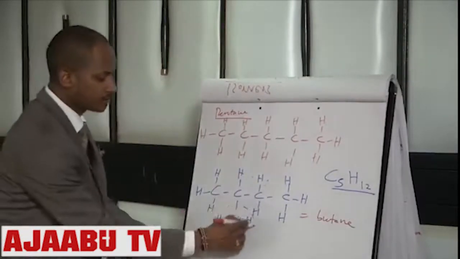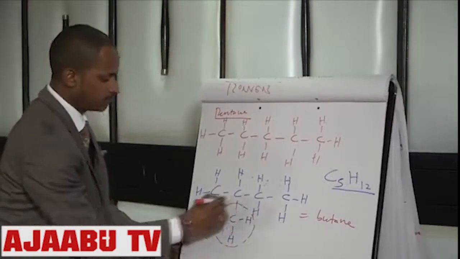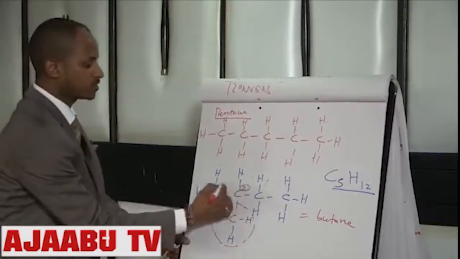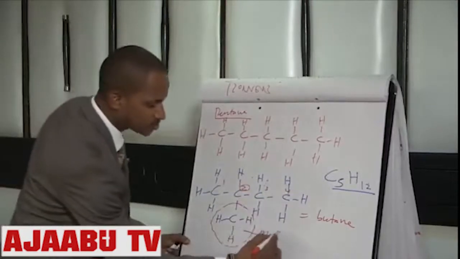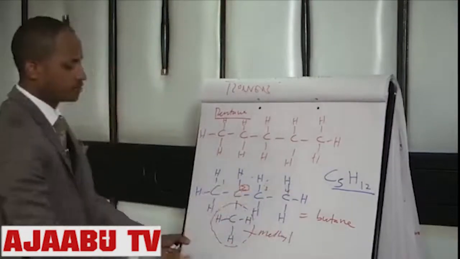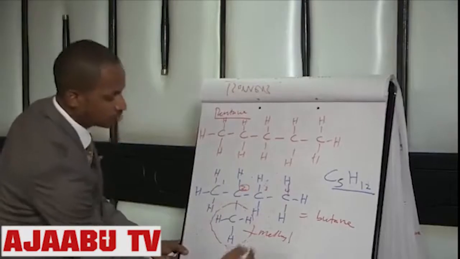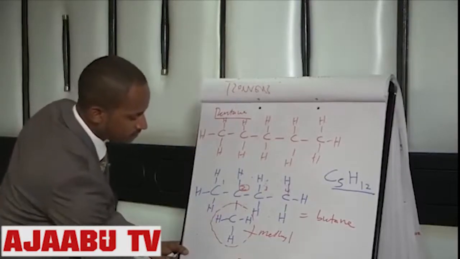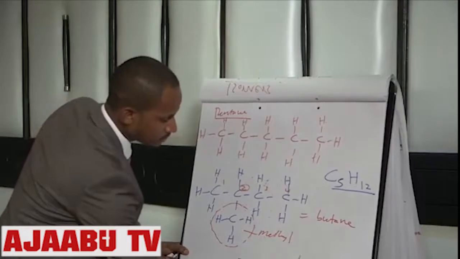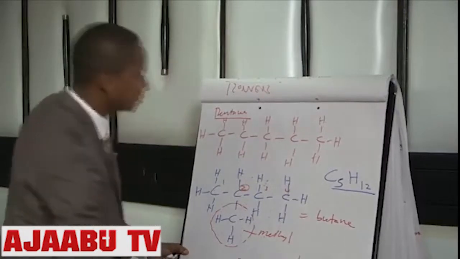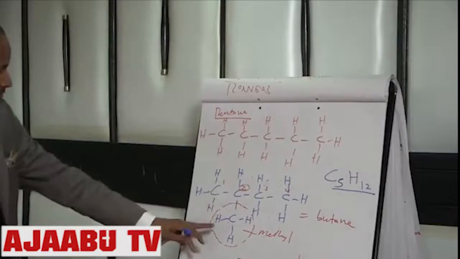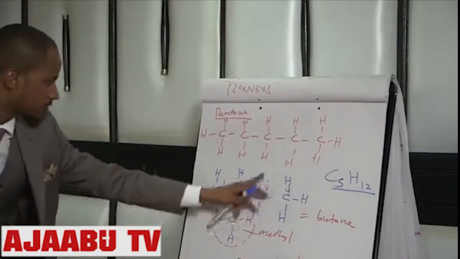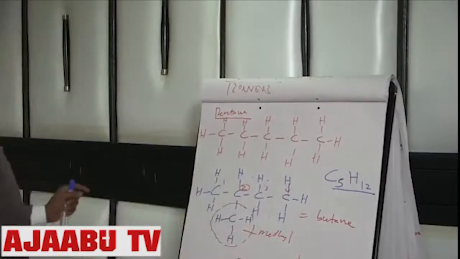Then we have a branch on the second carbon atom, 1, 2, 3, 4. And this is a methyl branch. So when you name this, it is 2-methyl butane. So this again can be branched. That's okay.